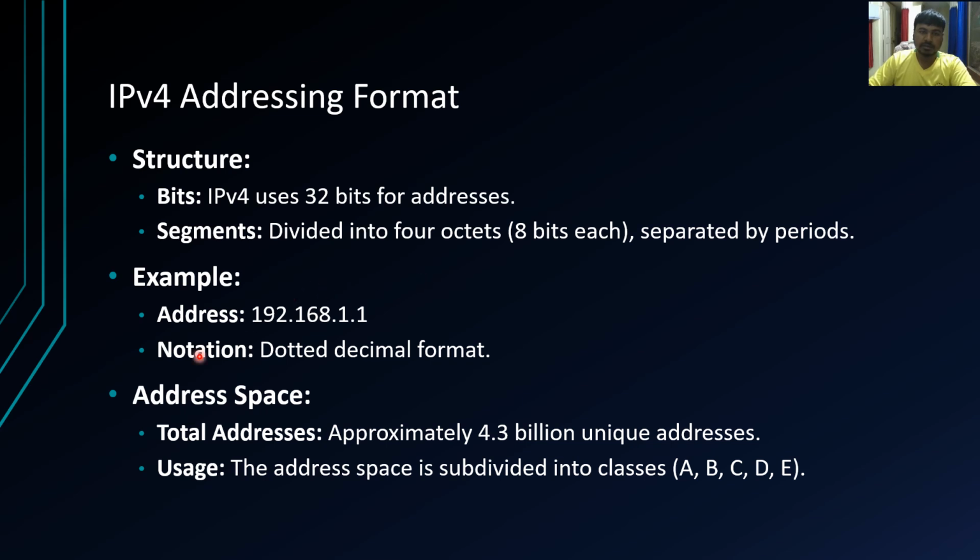So let us see one example. An example of an address is 192.168.1.1. It is an address for IPv4. The notation is dotted decimal format, as you can see in the example. Now the address space. There are approximately 4.3 billion unique addresses. The address space is subdivided into classes A, B, C, D, and E.